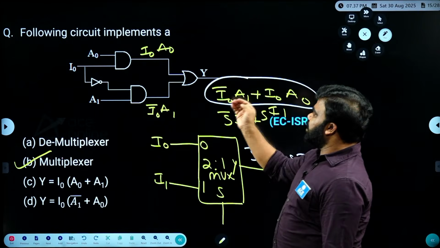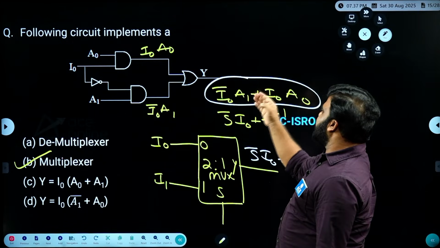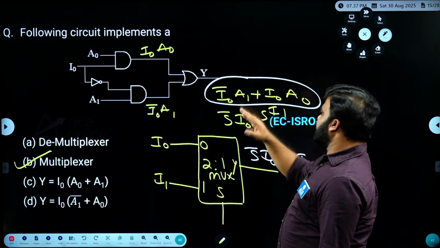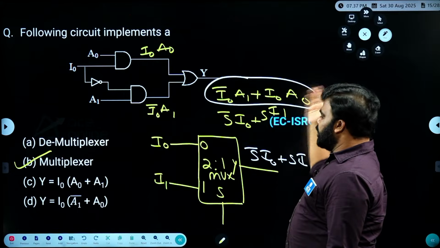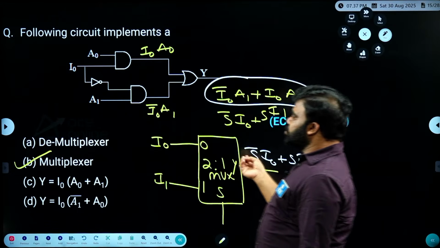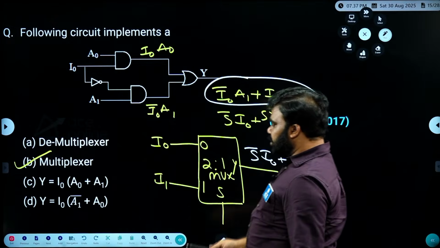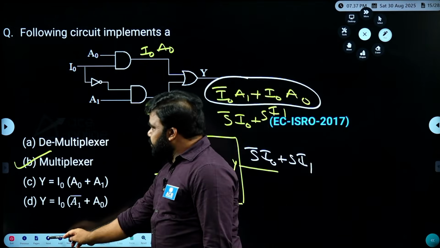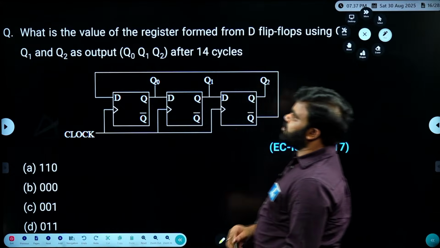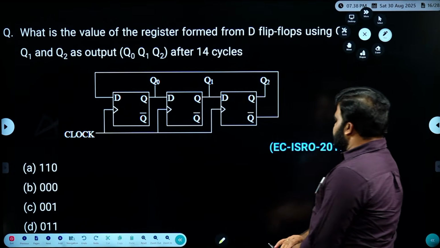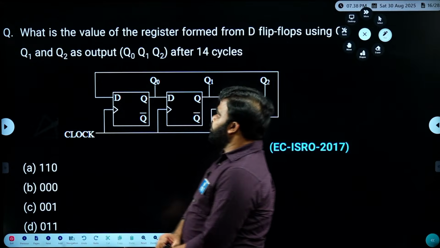Here we are getting I naught bar A1 plus I naught A naught. So S bar X plus S into Y, which is nothing but a 2:1 multiplexer functionality. Now let us see another question which is given in the 2017 ISRO EC paper.